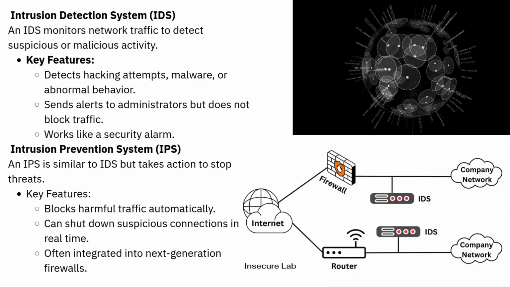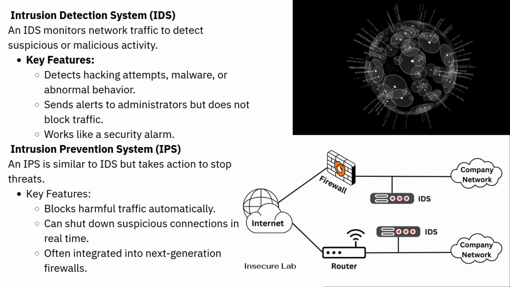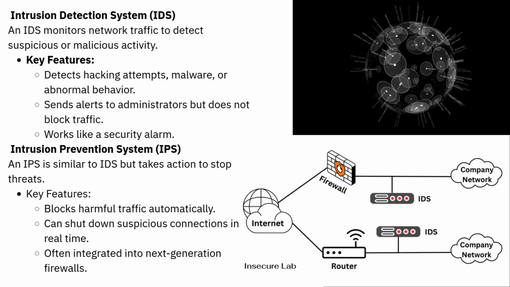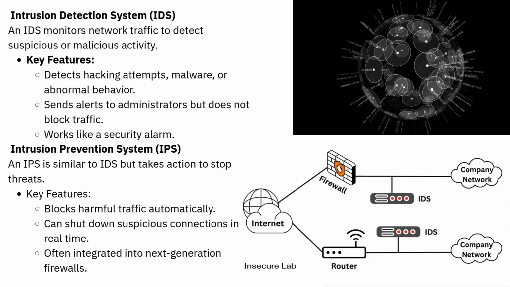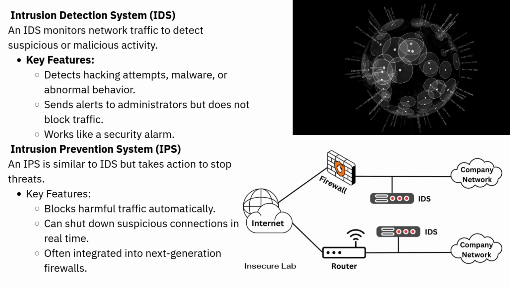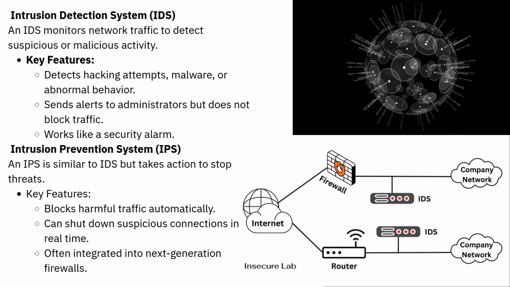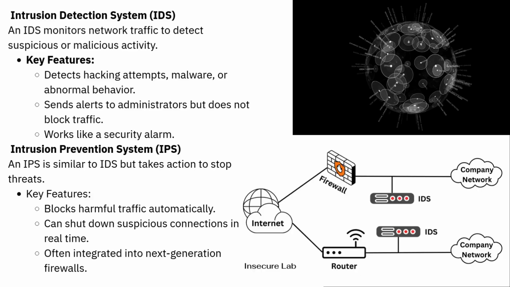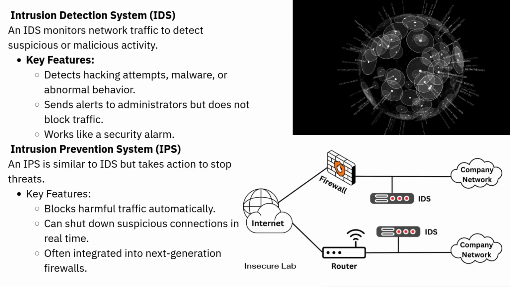Okay, so let's look at the intrusion prevention system, IPS. Now, IPS is similar to IDS but takes action to stop threats. So you can see prevention stops the threat. Detection detects and alerts you. You have to know all this terminology, all these small terminologies, as a cybersecurity expert. Okay, look at the key features. It blocks harmful traffic automatically. It is just set to block it automatically. It can shut down suspicious connections in real time.